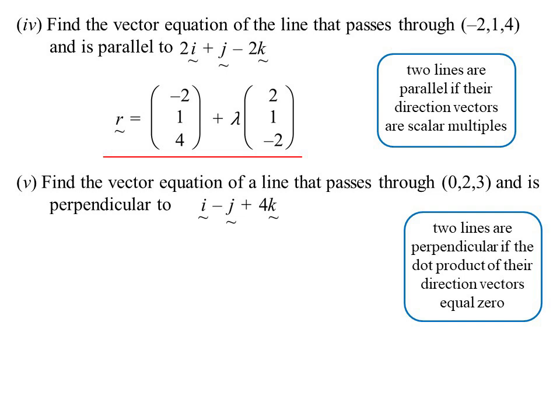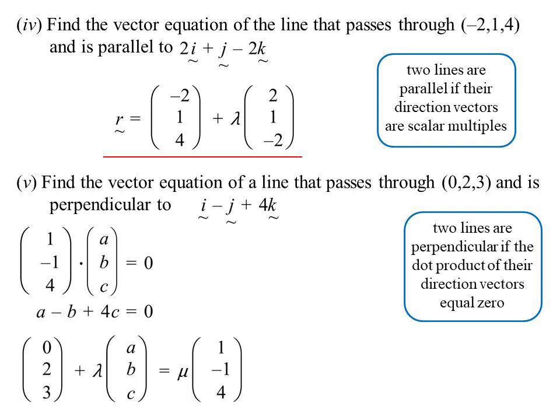Alright. So I know (1, -1, 4) dotted with the one I'm trying to find. I want to find the direction vector that's perpendicular to this. So (a, b, c), I've just called it. So I know a minus b plus 4c must equal 0. I need to find numbers that fit this. There is the answer. I just don't know what a, b, and c are.